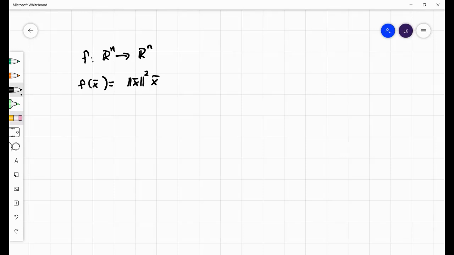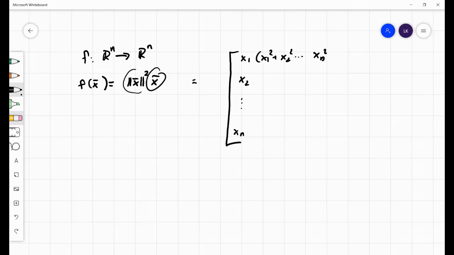Oh gosh, we don't have too much time to do this component-wise, but you could, of course, think of this as x, the vector, times the magnitude of the vector. Right, so the vector x has n components, but it gets multiplied by a scalar, namely the magnitude of the vector squared.